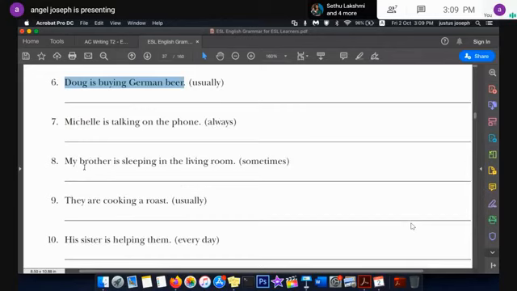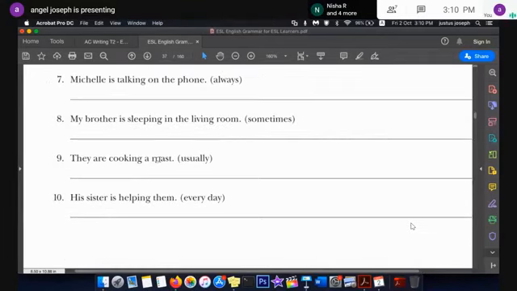Good. My brother is sleeping in the living room. My brother sometimes sleeps in the living room. Correct. There are many other ways of using this, sometimes here. So my brother sometimes sleeps in the living room. Okay. They are cooking a roast. They usually cook a roast. Okay, very good.